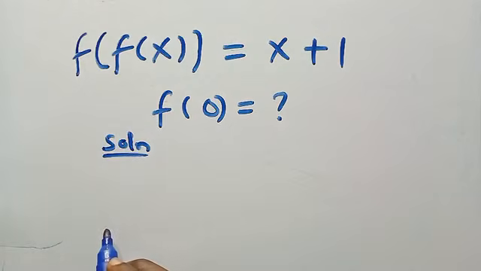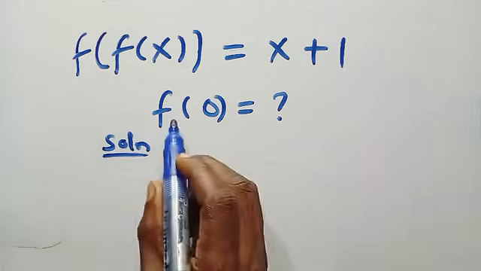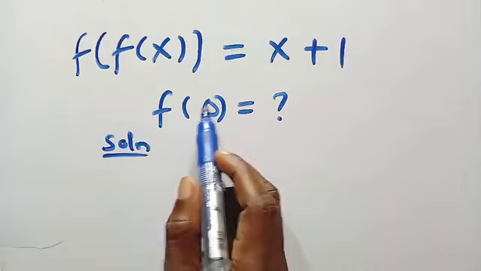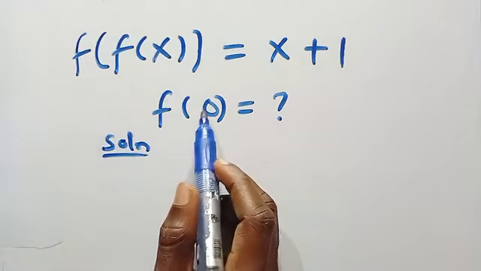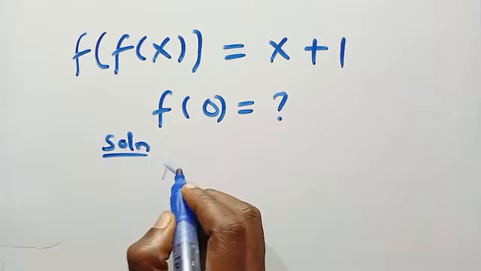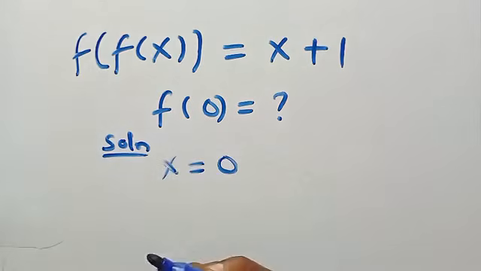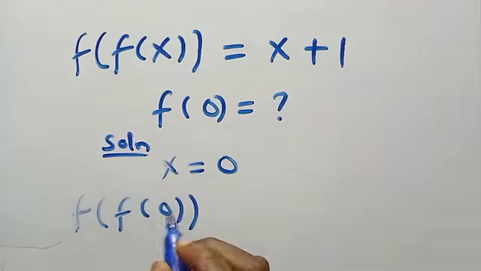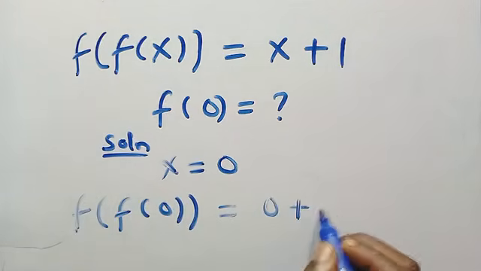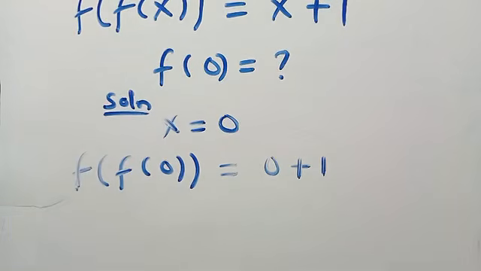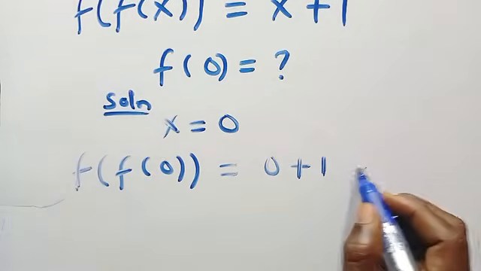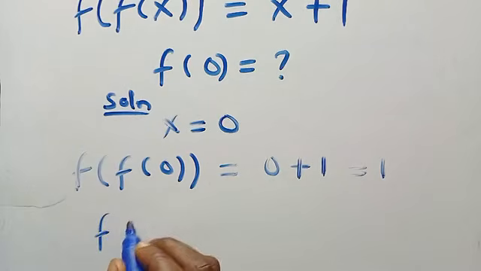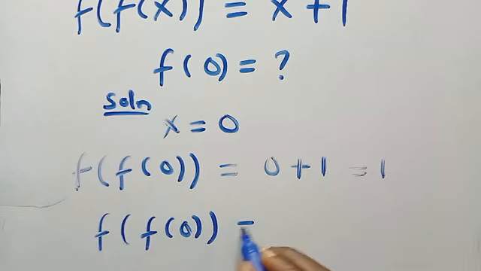We are given f of x equals x plus 1, and we want to get f of 0. The first thing we are going to test is to replace x here with what we are looking for, which is 0. So let's let x equal 0. By doing that, we have f of 0 equals 0 plus 1, which equals 1. So therefore, f of 0 equals 1.